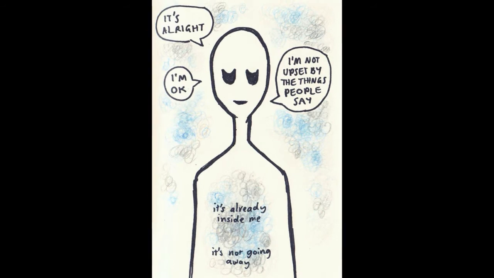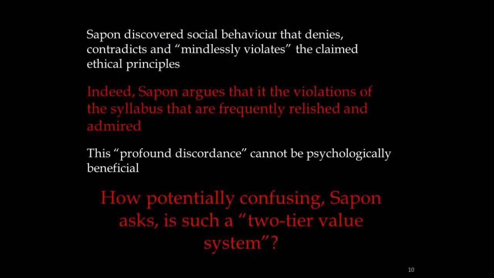Okay, so he says that eventually we have to cue our kids into the fact that society is not quite as rosy as we first told them. Some of the values of real society violate the values that we've just spoken about. And in fact, the violation of those values are often celebrated. So in some senses, this is a problem, and certainly psychologically can't be beneficial, Snapon says. And effectively what he says is that we've got a two-tier value system.